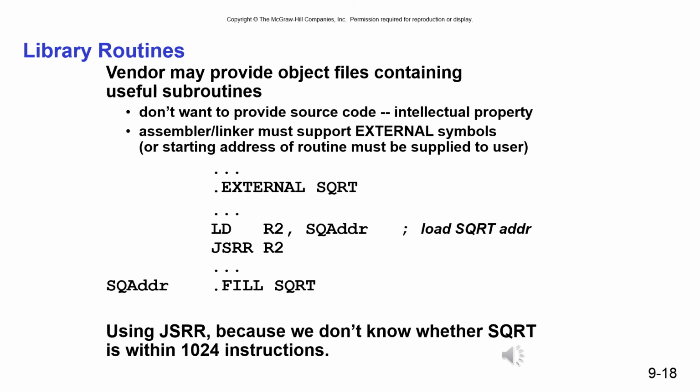So the assembler and linker must support external symbols, or starting addresses of routines to be supplied by the user. So in this case, we would use JSRR because we don't know whether square root is within 1024 instructions of the code as it's being created by the linker and assembler. So this is just one slide to give you an idea of how linking is done.